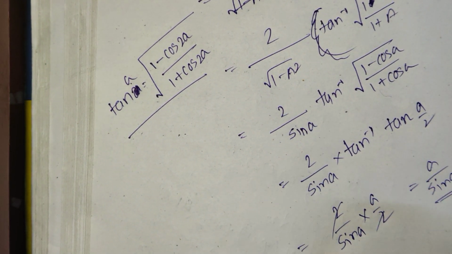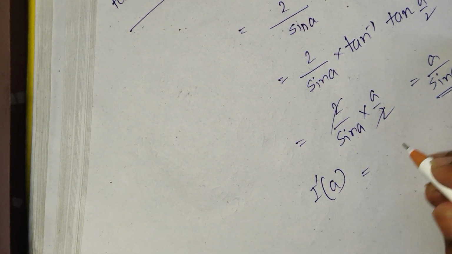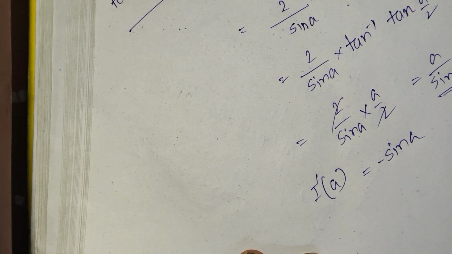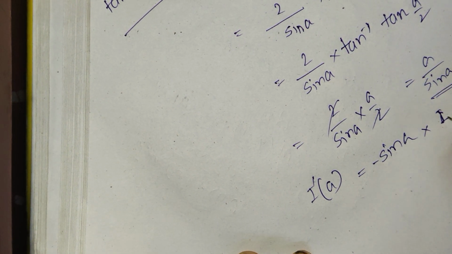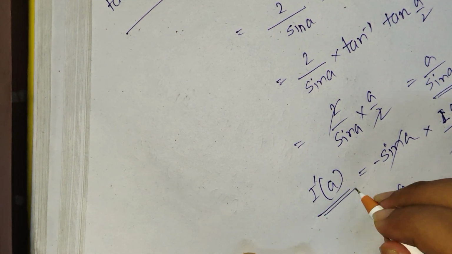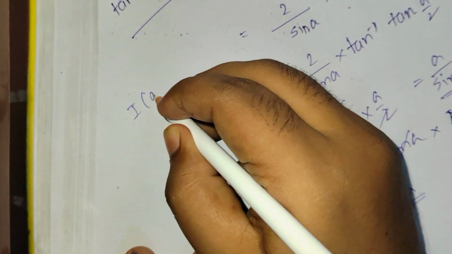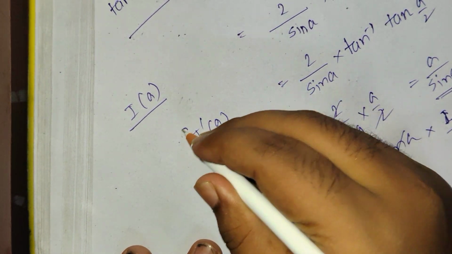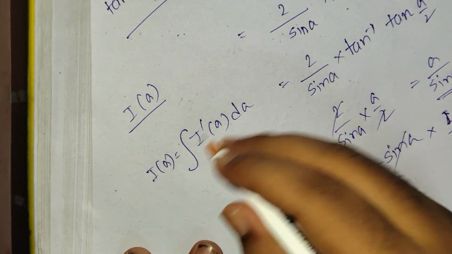It is very easy. Now we have to find out I dash a, which is equals to minus sin a into I, and value of I is this, so you can replace. Now sin a and sin a will be cancelled out, and the value of I dash a is equals to minus a. Now we have to find out the value of IA, right? So we have to integrate it. So integrate this IA, and there is no limit.